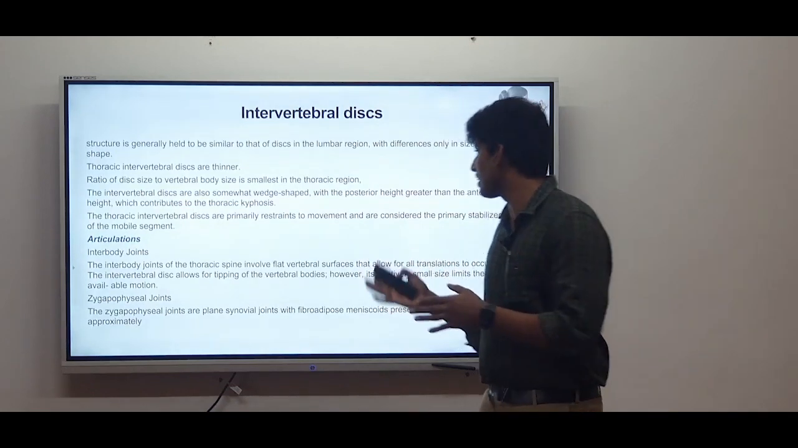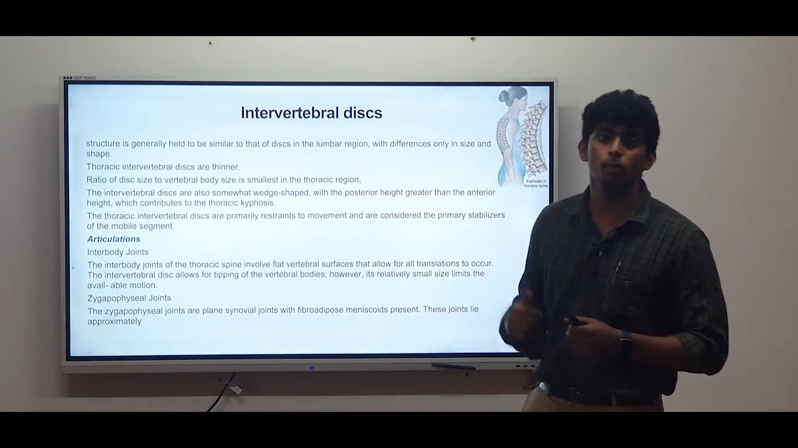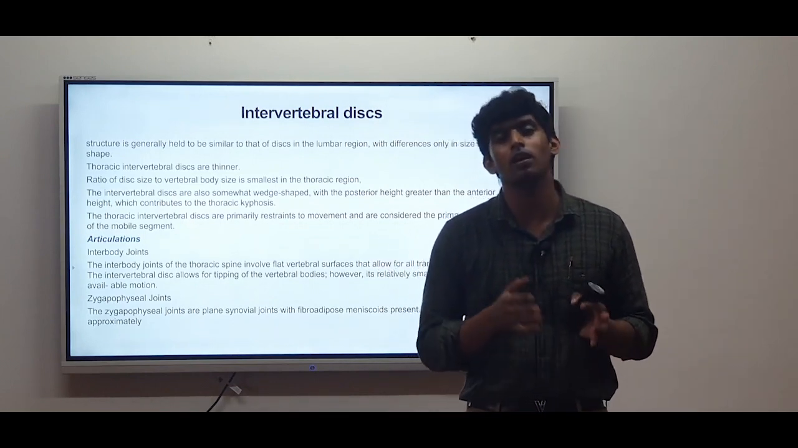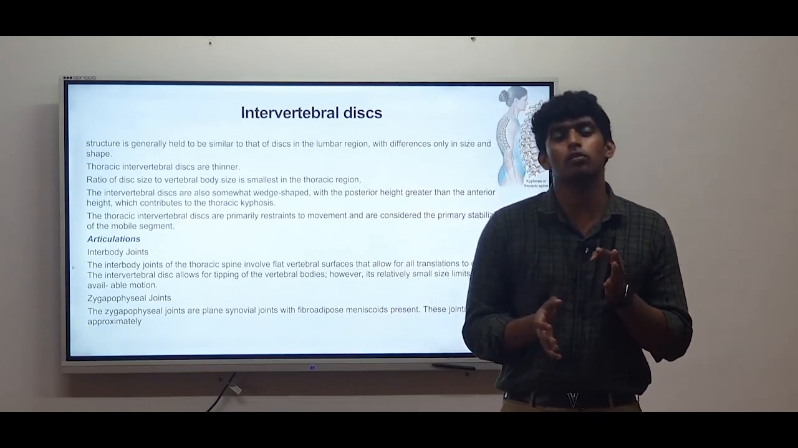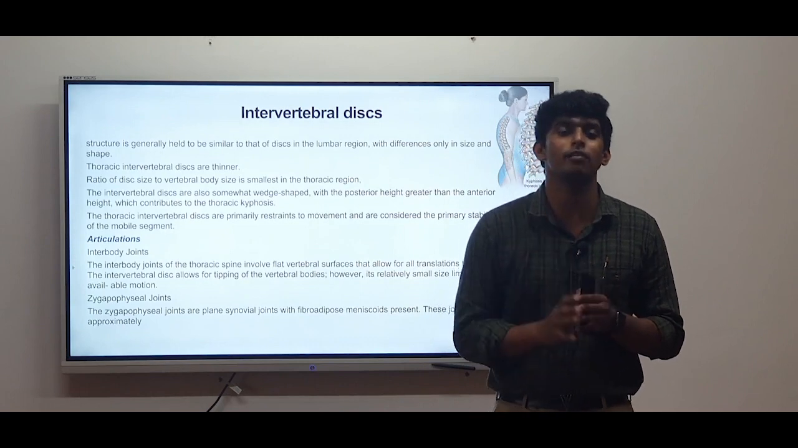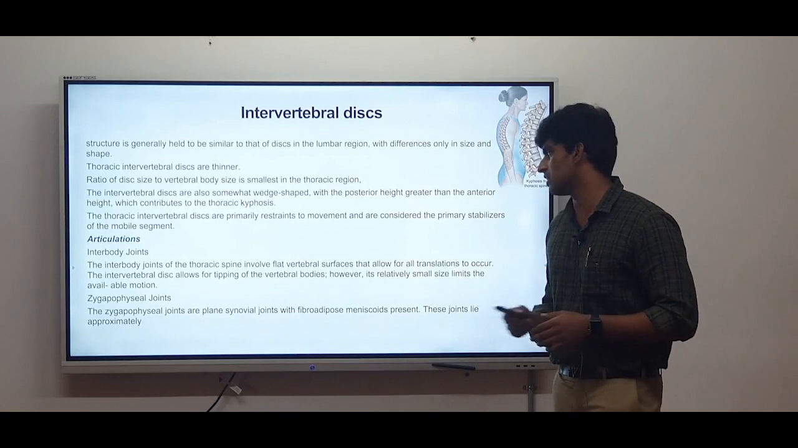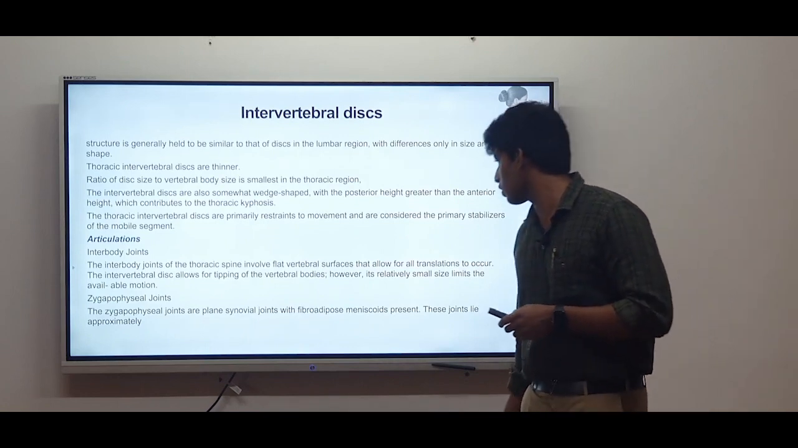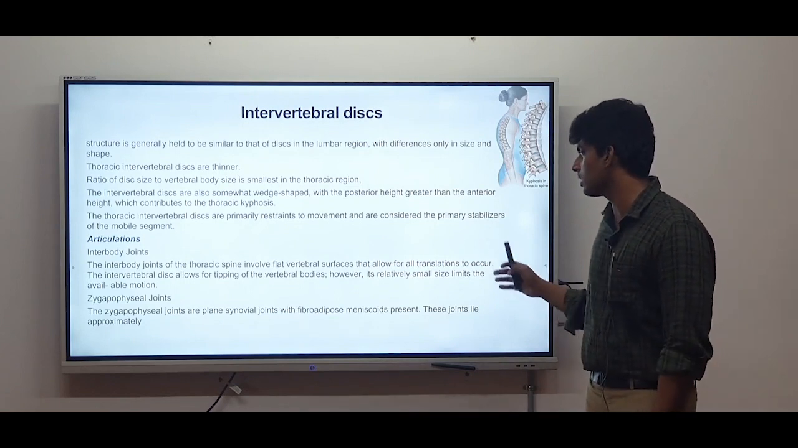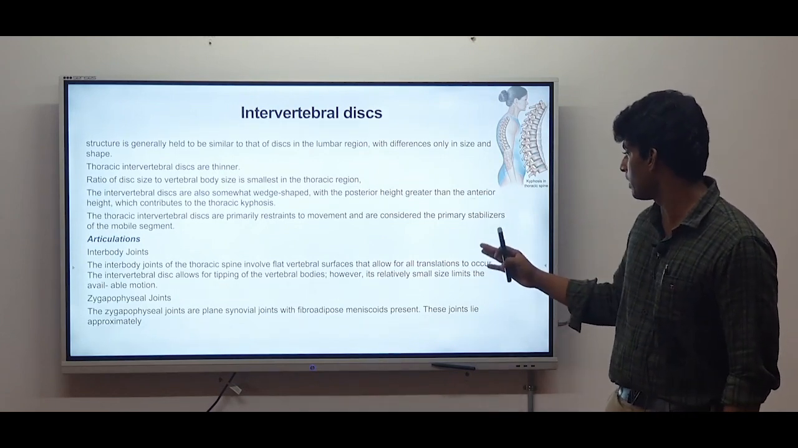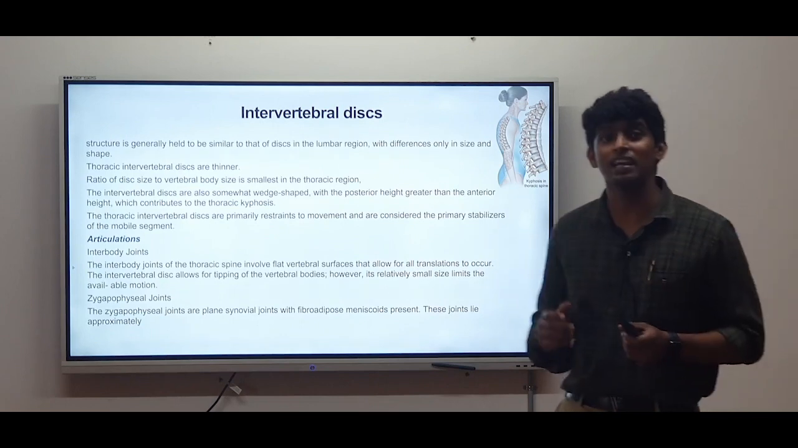Next, the thoracic vertebrae are primarily resistant to movement and are considered the primary stabilizer of the mobile segment, as I explained before. Our internal organs have to be protected. For that, we have our ribs, and for reinforcement, the thoracic area does not move much. The interbody joints of the thoracic spine involve flat vertebral surfaces that allow translation to occur, and the intervertebral disc allows tipping of the vertebral body, however its relatively small size limits the available range of motion.